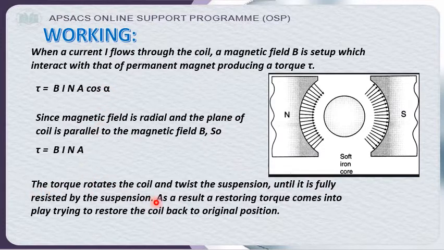The torque rotates the coil and twists the suspension. The suspension springs will twist until the torque is fully resisted by the suspension. As a result, a restoring torque comes into play, trying to restore the coil back to its original position. Now, after the torque is produced in that coil, there is an important thing that we have to understand: there are two equal and opposite torques that are created in these two spirals. Number one is known as the restoring torque and the other one is known as the torsional torque.